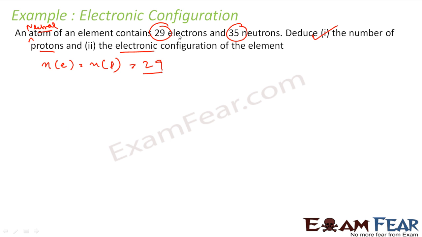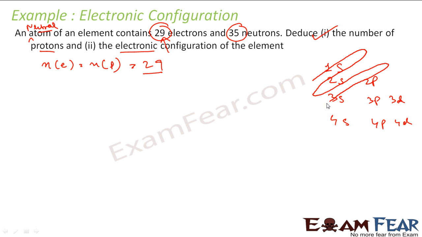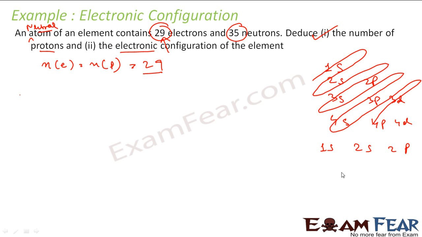Electronic configuration depends on the number of electrons, 29. So I'll write the electronic configuration for 29. Let me write the order of increasing energy. I'll write 1s, 2s, 2p, 3s, 3p, 3d, then 4s, 4p, 4d. So I'll take 1s first, then 2s, 2p, 3s, then 3p, 4s, like this. Let me write the increasing order: 1s, 2s, 2p, 3s, 3p, 4s, 3d, and then 4p.